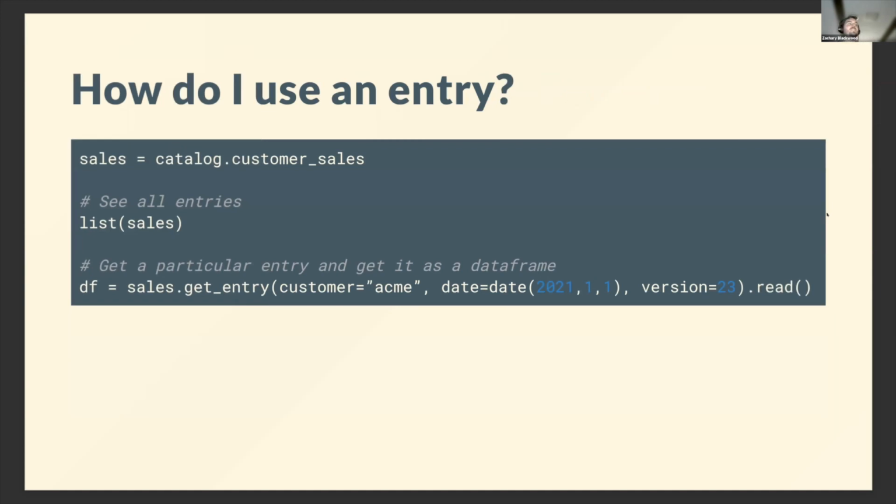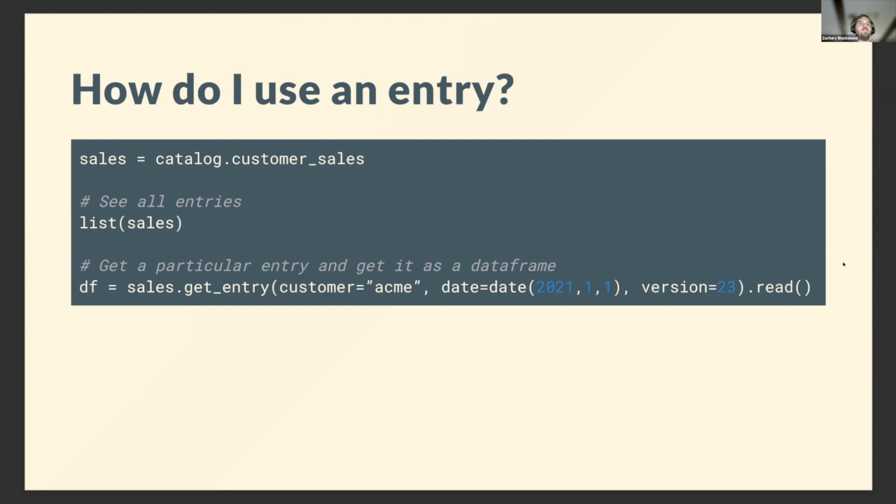And then to access an individual entry, for example, this customer sales catalog entry, which is itself a catalog, it's a catalog of all the different Parquet files. If you list it, you can see all the different entries that are there. And then if you want to get a particular entry, you can just pass keyword arguments, say the customer name and the date or whatever the parameters are in the pattern that you described, and then do .read or .to_dask or something like that to get it in the format that you wanted out.